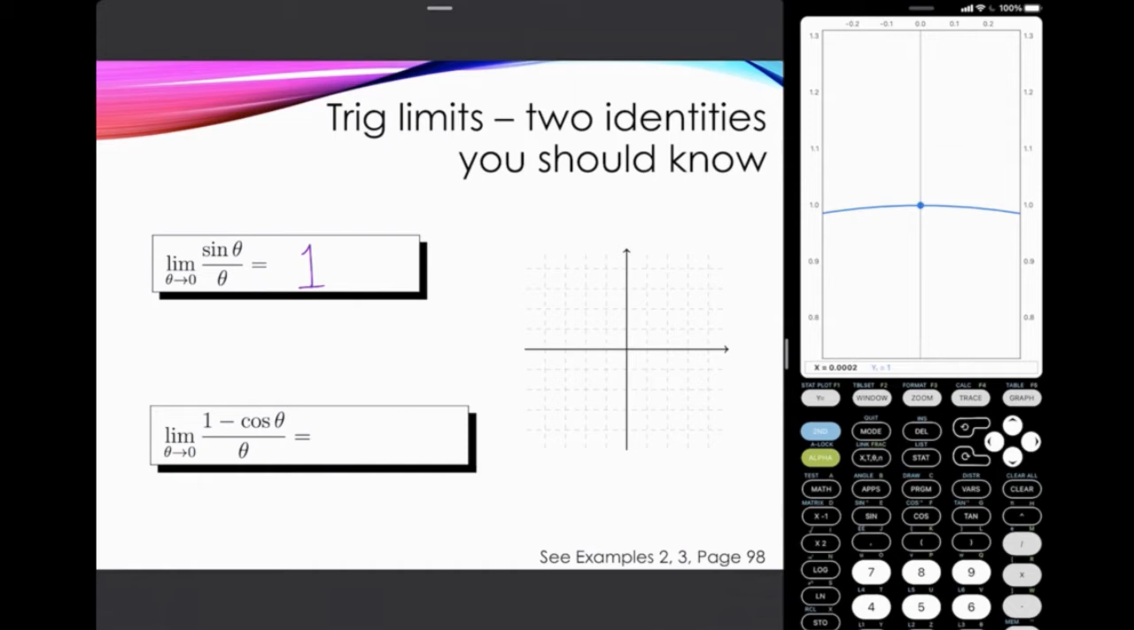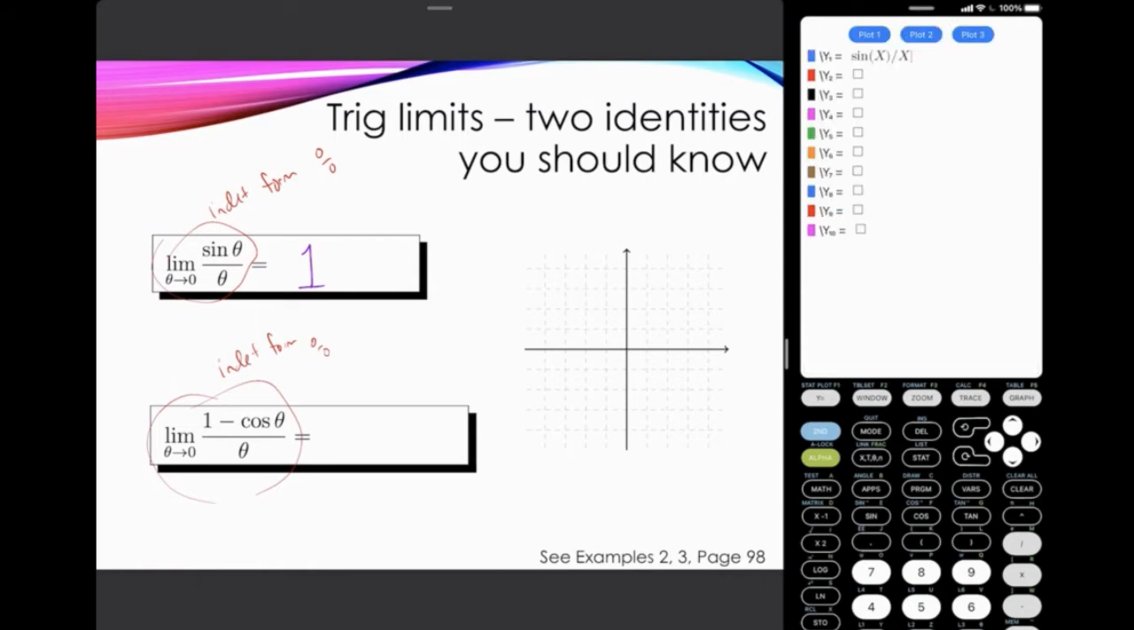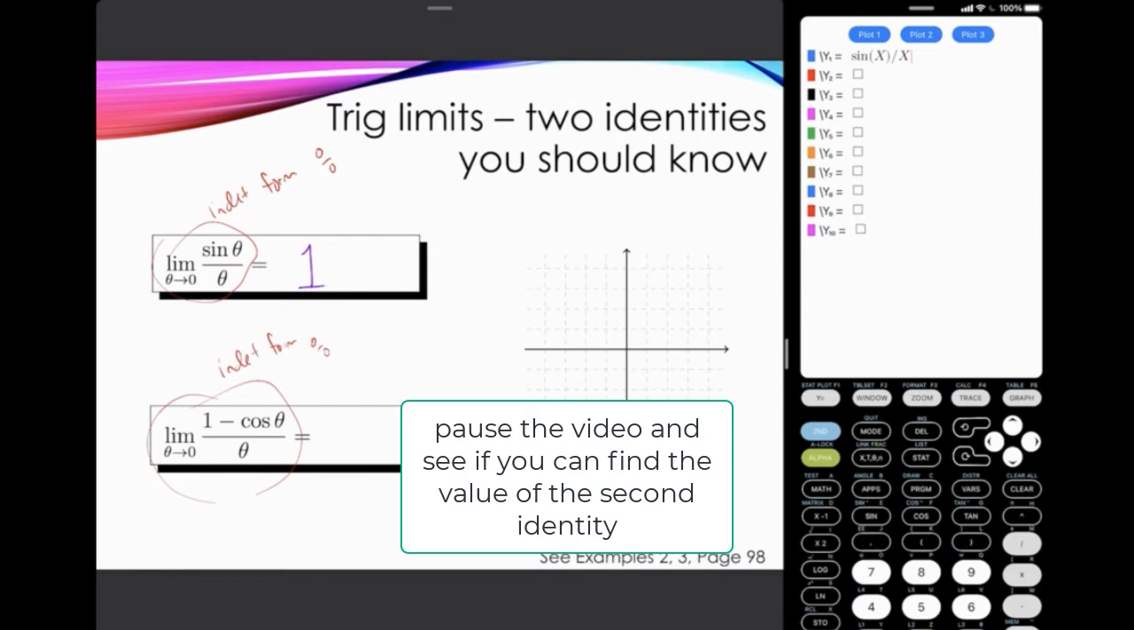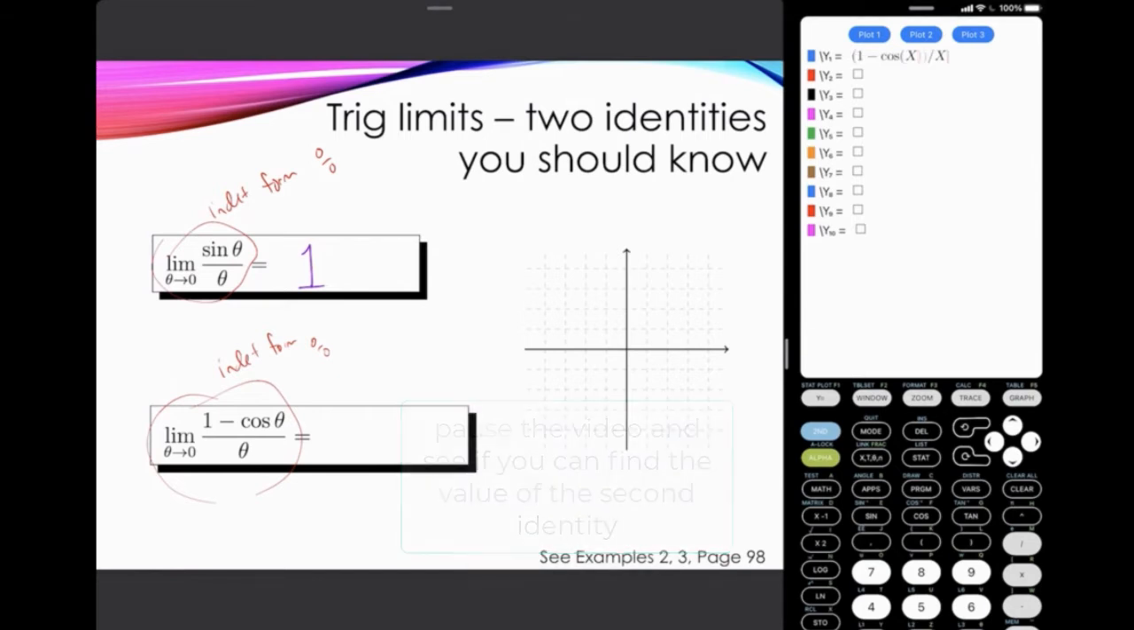This limit is 1. Note also that this is an indeterminate form of the form 0 over 0. So let's do the same one for this. It's an indeterminate form because cosine of 0 is 1. And so I want you to use your calculator and tell me what the value of this limit is. One thing that I note here is that my calculator is calling it x, but in the limit it's called theta, and that does not matter. The name of the variable is arbitrary.